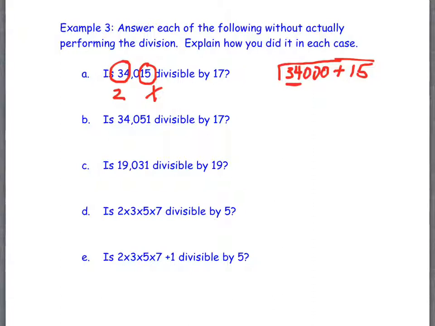Right? So 34, let me write it this way, 17 divides the 34. And the 34,000, if you want to write it that way, but the 17 does not divide the 15. It doesn't work at the end when we're breaking it into pieces. So on this one, the answer is no, it's not divisible.